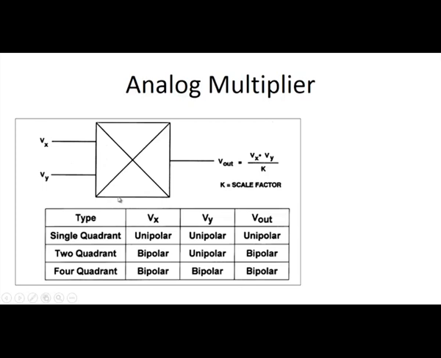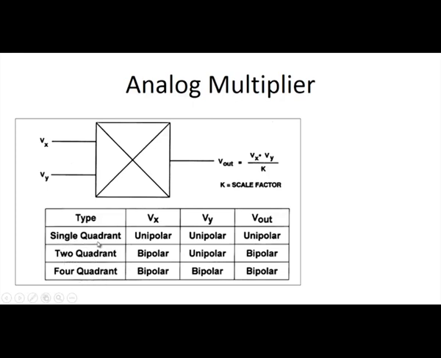This is the symbol of the analog multiplier, where Vx and Vy are the two input signals and Vout is the output signal. The output is expressed as the product of the input signals divided by a scaling factor k, that is Vx into Vy divided by k, where k is the scaling factor. And the analog multiplier can be of these types: single quadrant, two quadrant and four quadrant.